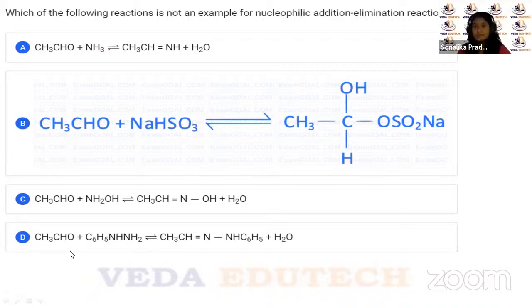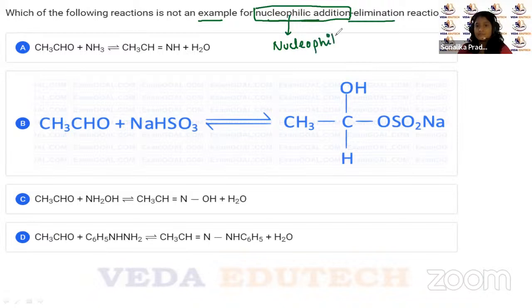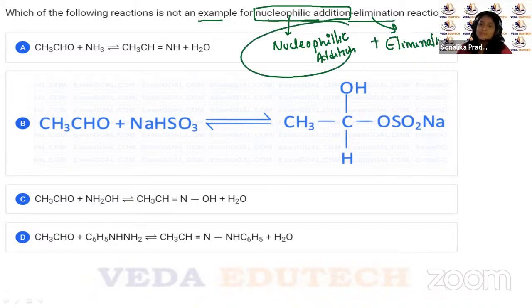Okay, children. I hope you all would have solved it. So let us see what's given here. Which of the following reactions is not an example of nucleophilic addition elimination reaction? So it should be nucleophilic addition reaction, do not get confused. Along with that, it should be involving elimination as well. So both must be present.